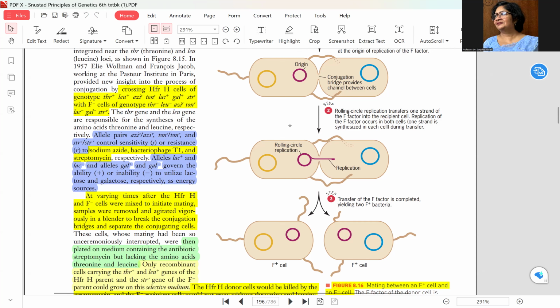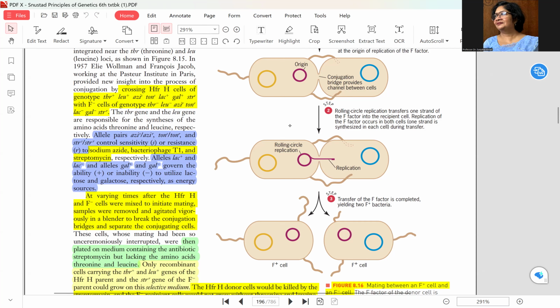In case of sodium azide sensitivity, the recipient was resistant to sodium azide. So if it did not get the sodium azide gene from the donor, it would still be sodium azide resistant and it would still be able to grow in the presence of sodium azide. Same for bacteriophage resistance. The recipient was already bacteriophage resistant. So if it can grow in the plate where bacteriophage was added, then you will know that the donor did not transfer the bacteriophage sensitivity gene to the recipient yet.